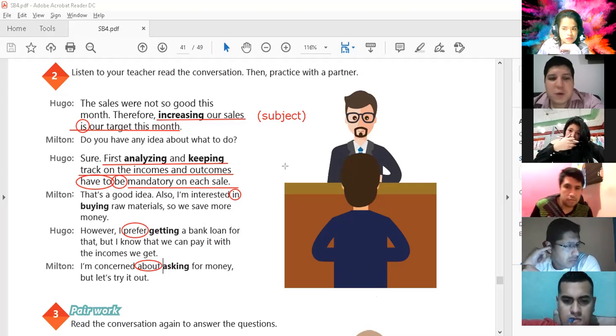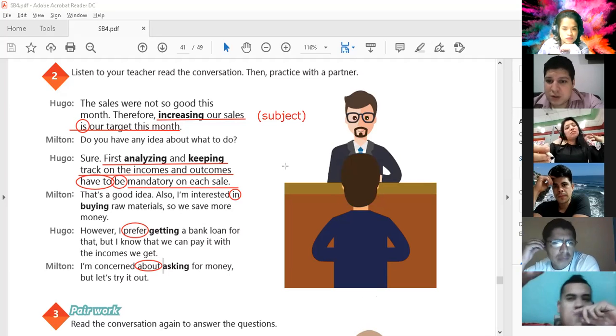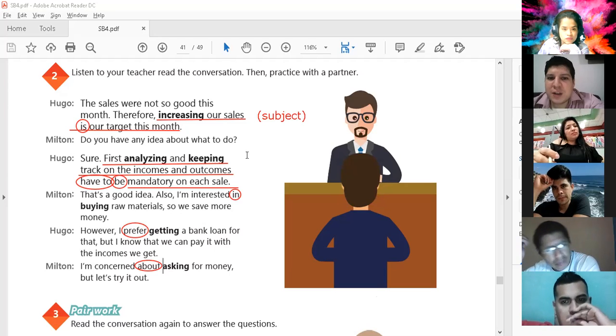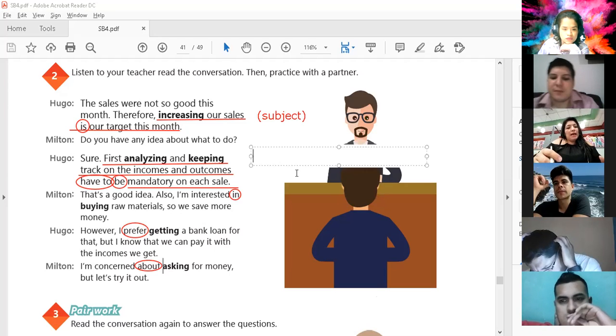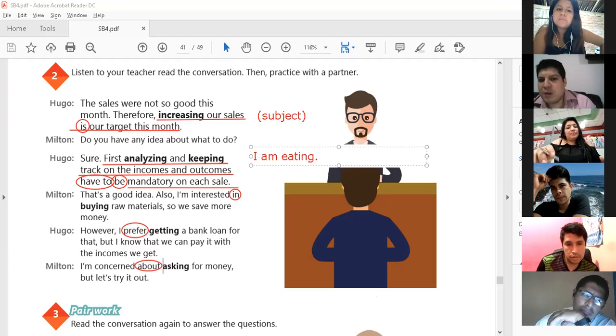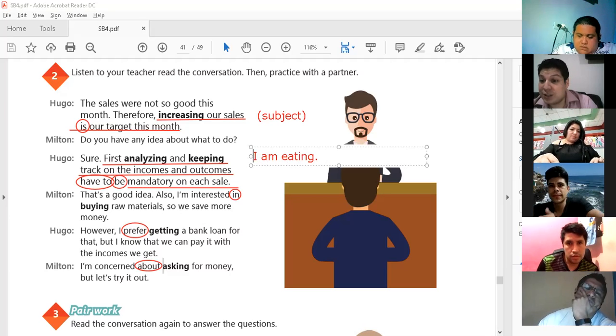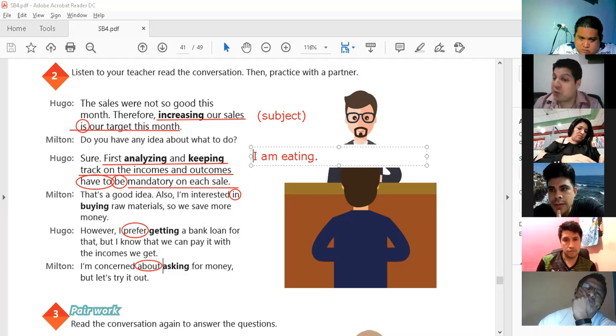Okay, so what is the tense that we use? Yo estoy comiendo. How do you say that? I am eating. Okay, ¿y por qué aquí sí es comiendo y no comer? Because of the verb to be. Okay, ¿se acuerdan? Este es el present continuous. The things that we are doing right now.